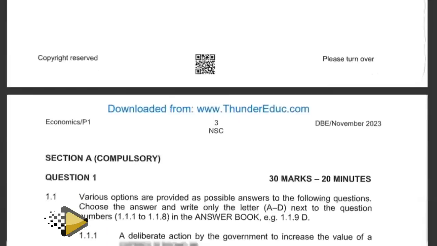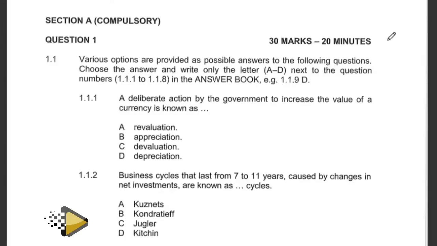Okay, right, grade 12. So now we have section A. As I said, section A is compulsory and it carries 30 marks, and the expectation is to spend a maximum of 20 minutes on this question. Make sure that grade 12s, you always time yourselves whenever you are answering economics questions.